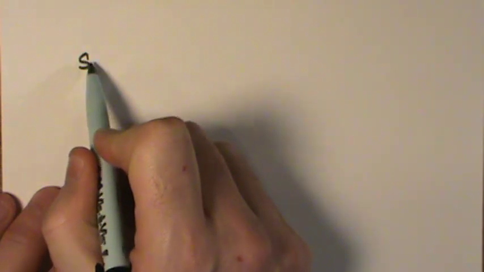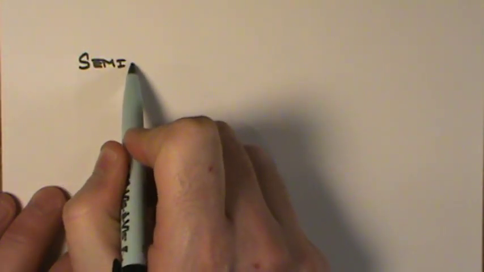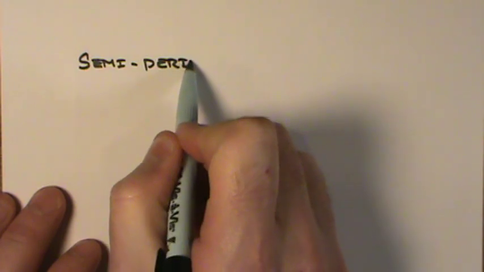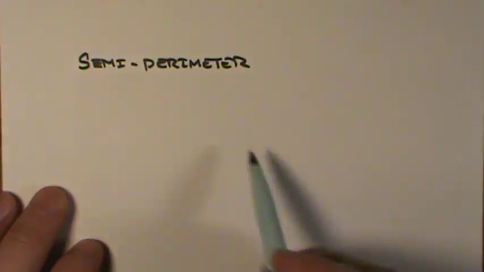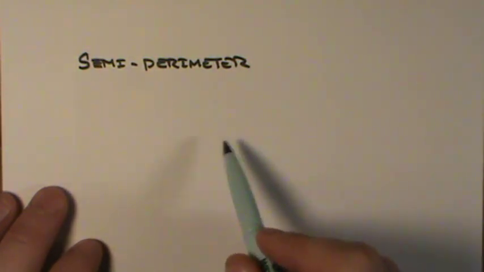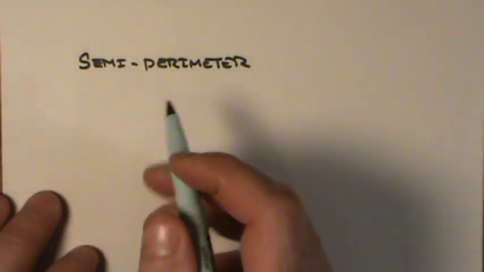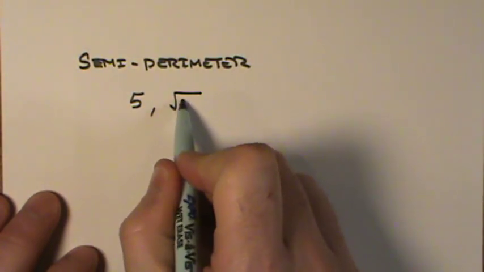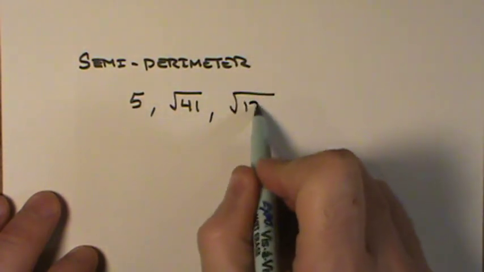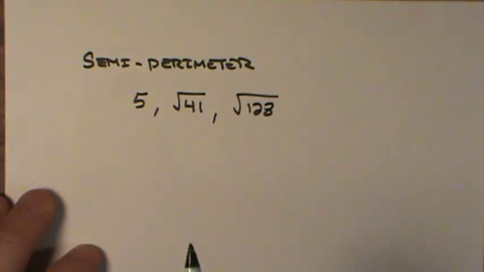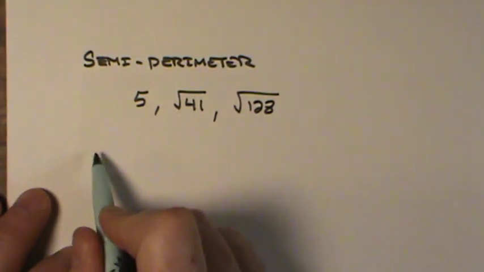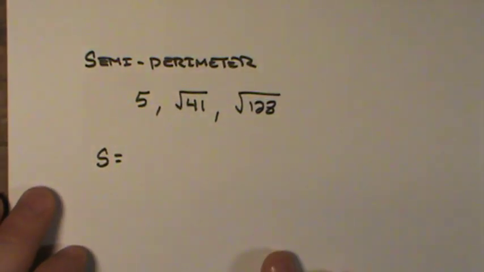The next thing that I have to introduce is the actual formula. The formula is done in a couple parts. First off, you need what is known as the semi-perimeter. Semi-perimeter is what it sounds like. You find the area around, or the distance around the triangle, and then you're just going to cut that in half. So I had lengths of 5, rad 41, and rad 128. So I would have to add these 3 lengths up and then divide by 2, and that is called the semi-perimeter. I'm going to give it a value called S. Now that's just the first part of the formula.